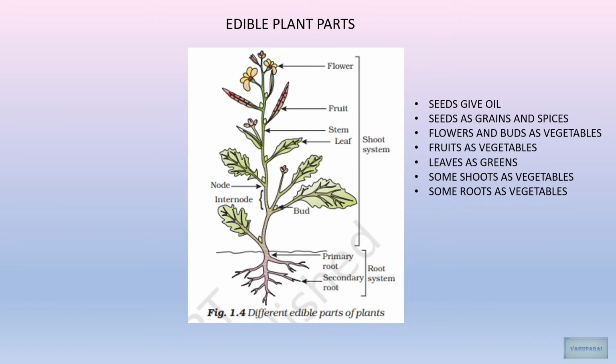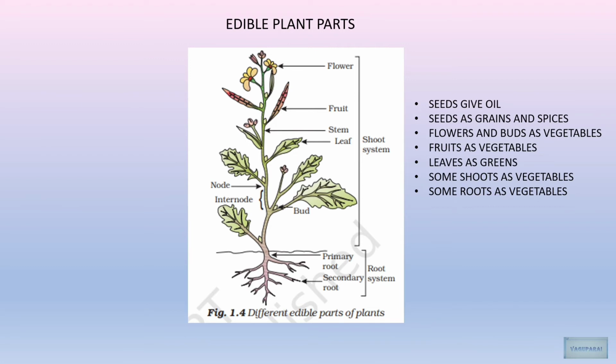Seeds give oil. Example, sunflower seed, groundnuts. Seeds as grains and spices. Sometimes grains like rice, wheat, ragi are also seeds, and spices like mustard, cumin, etc. are also seeds. Flowers and buds as vegetable. The banana flower or the banana blossoms are used as vegetable. Fruits as vegetable. Tomatoes are used as vegetable.